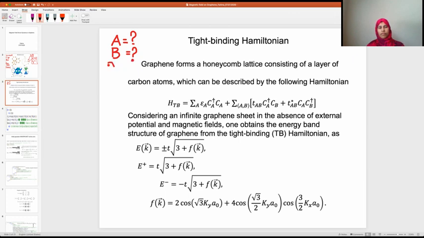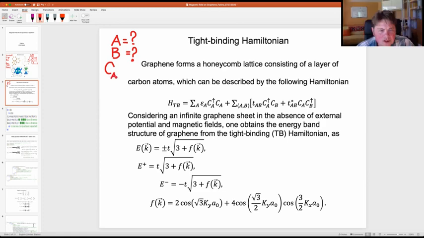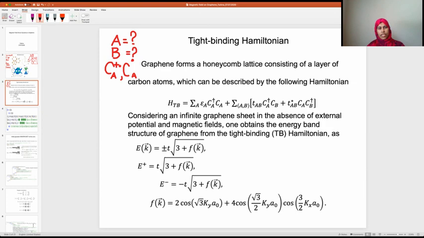Would you please tell what the definitions of A, B, C are? A and B are lattice sites. C and C transpose indicate the annihilation and creation of an electron. Epsilon A is the on-site energy, and t is the first nearest neighbor hopping energy, and t prime is the next nearest neighbor hopping energy.